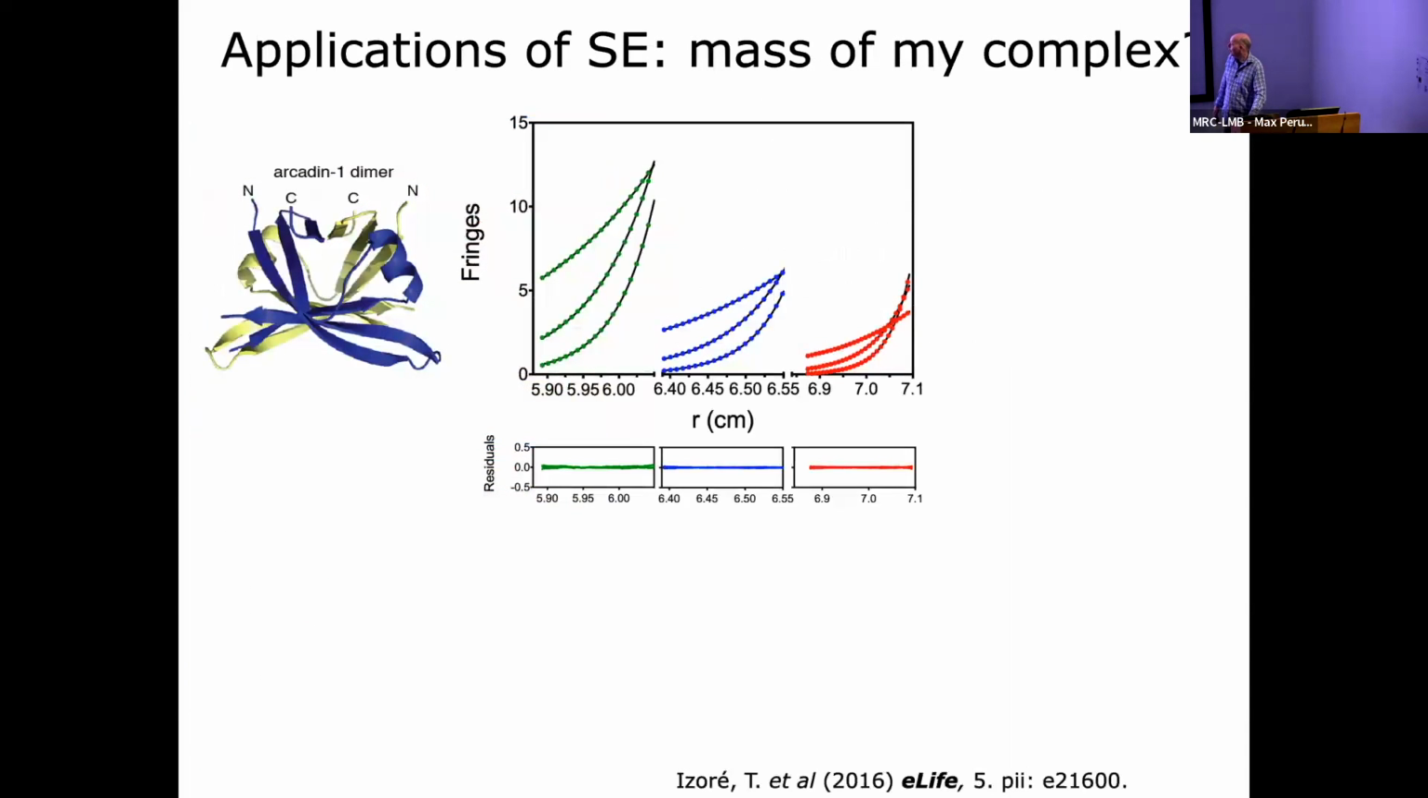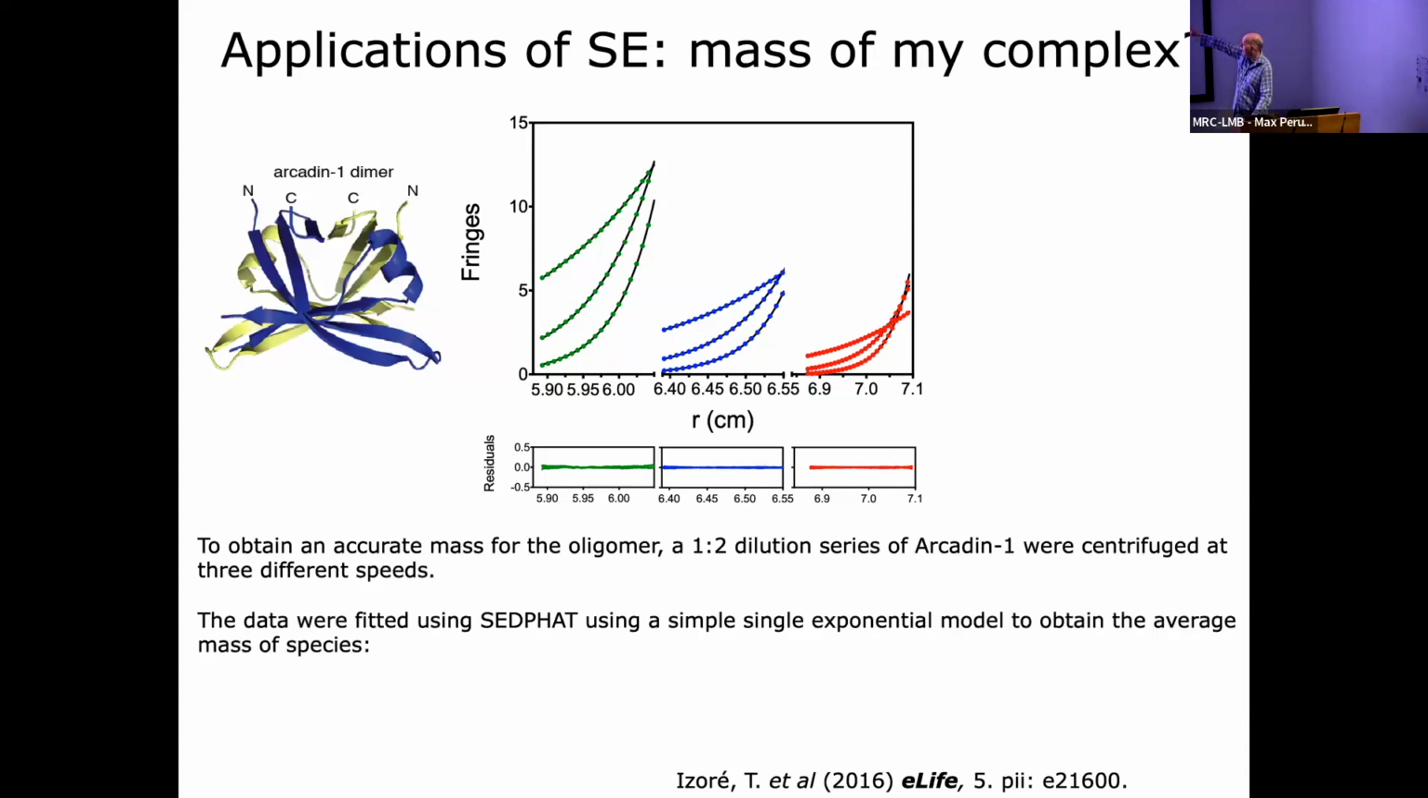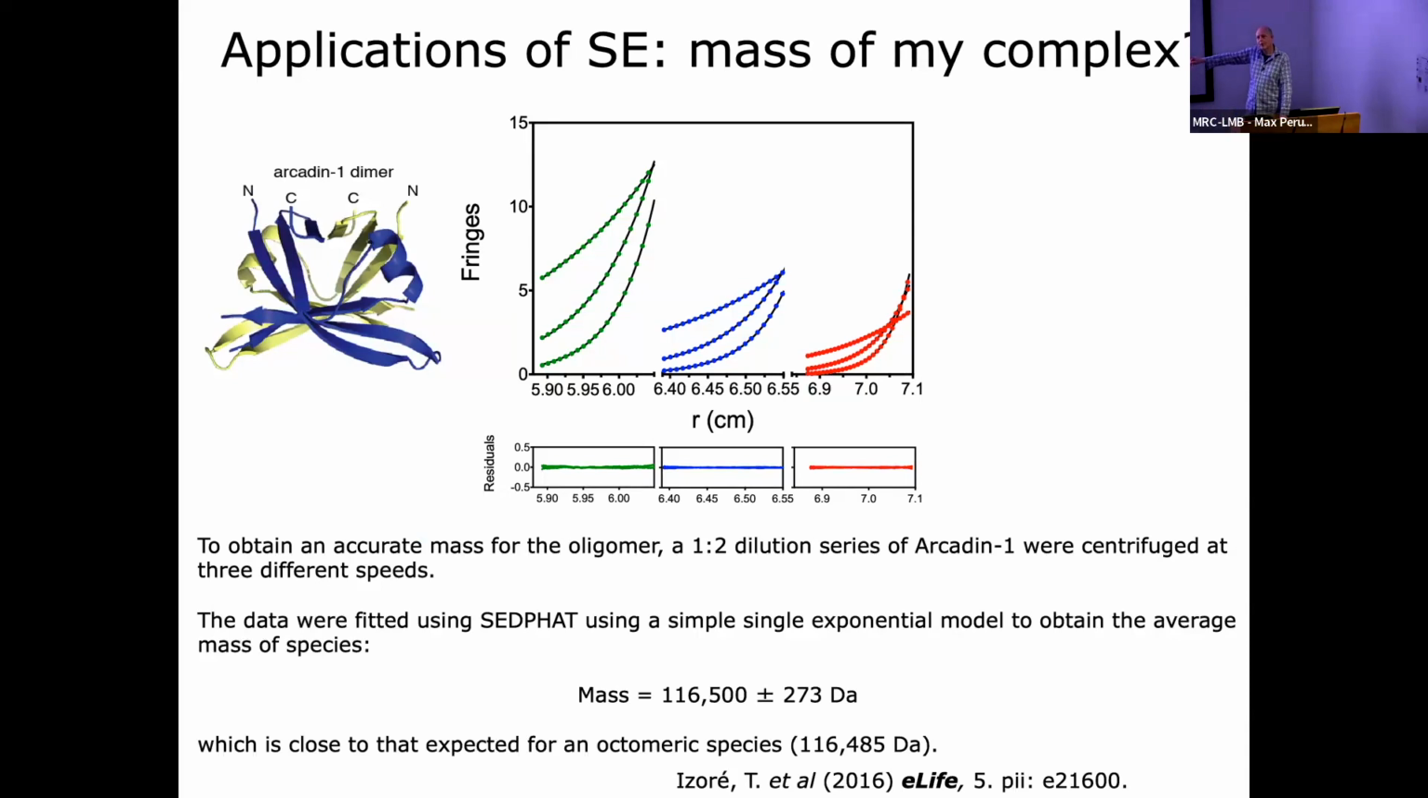Right, here's an application of sedimentation equilibrium. Again, we're going back to this protein, the arcadin, and we've got three different concentrations, and these are traces at three different speeds. We fitted this to exponentials using a program called SEDFAT, which gave us an average mass of species of 116, and that matched very closely to what the octameric species should have been.